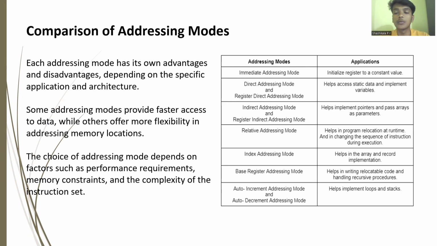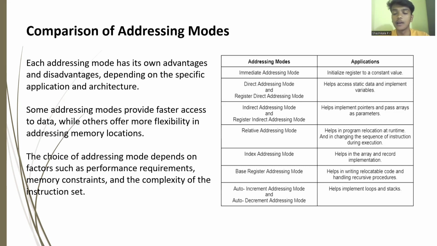Difference between addressing modes and their applications. Immediate addressing mode: initialize register to a constant value. Direct addressing mode and register direct addressing mode: helps access stack data and implements variables. Indirect addressing mode and register indirect addressing mode: helps implement pointers and pass arrays as parameters.